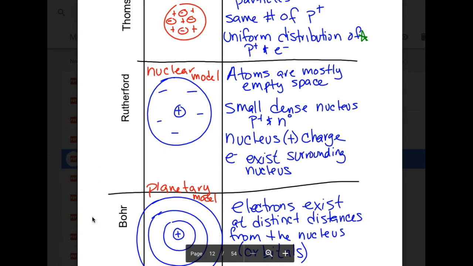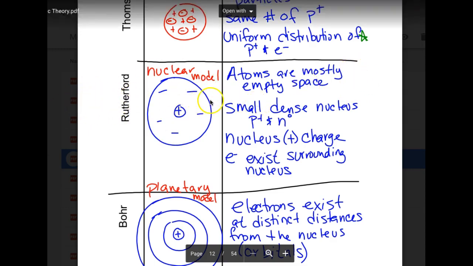Next up is Ernest Rutherford with the nuclear model. Remember, he ran the gold foil experiment and he came to 3 different conclusions. Atoms are mostly empty space. That is because alpha particles mostly went straight through the gold foil. There's a small dense nucleus.